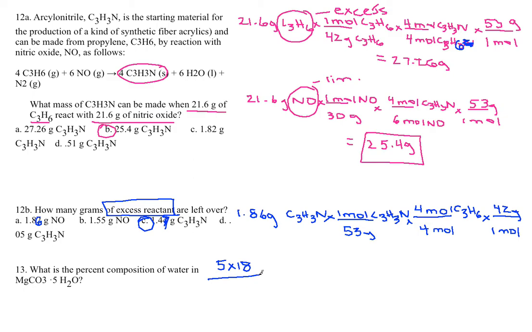Okay, when you do that, guys, when you do the atomic mass of magnesium plus carbon plus 3 oxygens plus the 5 times 18, because you have to include the entire mass of the hydrate, you should get 174.13. And so you should end up getting 51.6%. That is your answer.